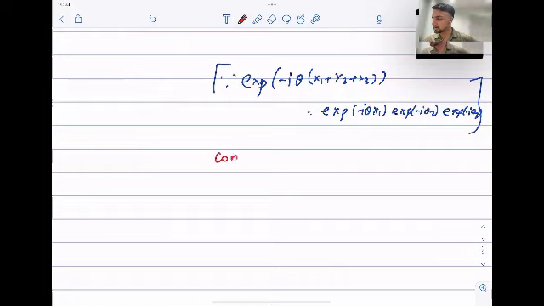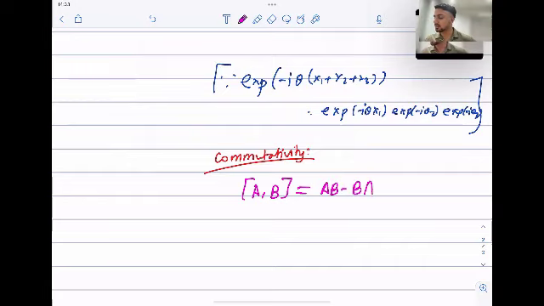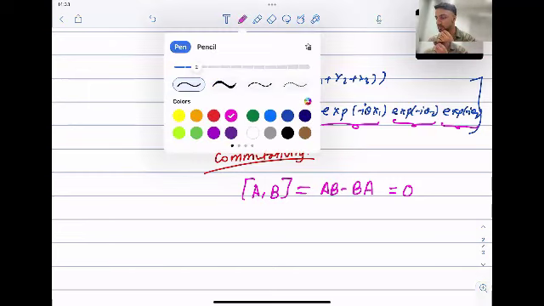So I should also introduce commutativity, which tells you that if operators A and B commute, the commutator is defined as AB minus BA. If this is 0, then you can do this product form. If not, then this is actually incorrect, and that would be just an approximation.